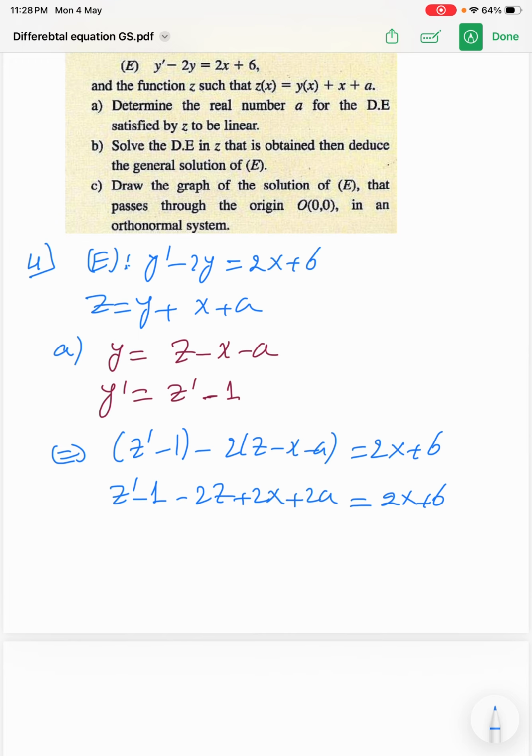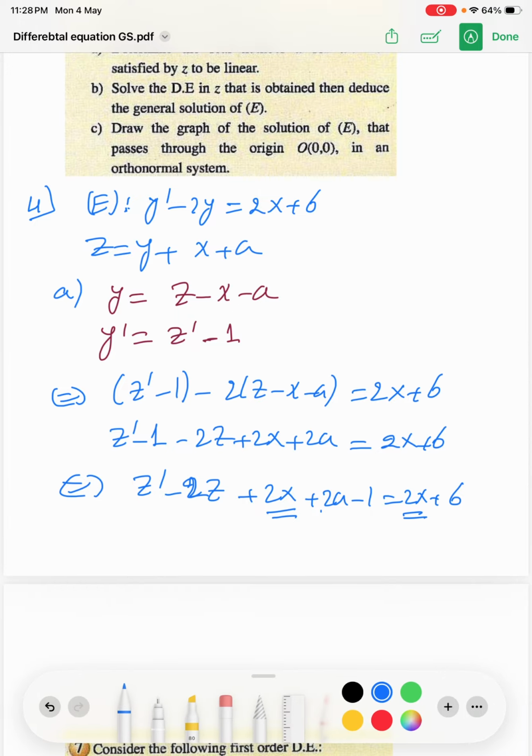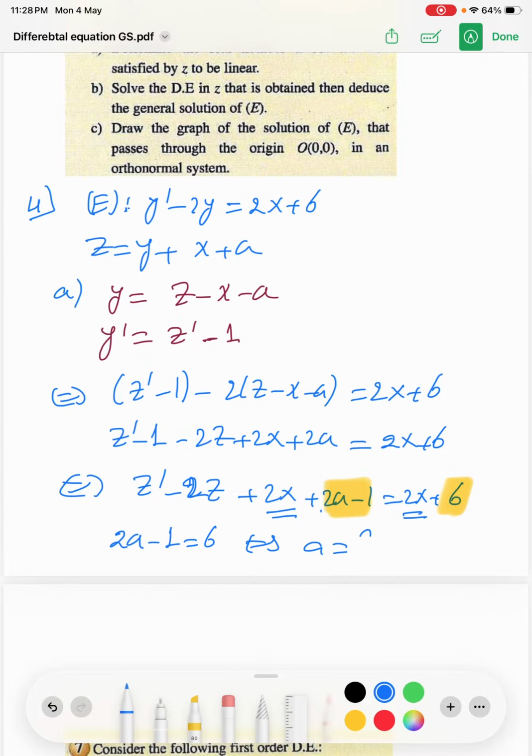Okay, so this equation will be z prime minus 2z plus 2x plus 2a minus 1 equal to x plus 6. Linear, so we have 2x equal to x, they cancel each other. The constant number 2a minus 1 equals the constant number 6. Again, 2a minus 1 equals 6. It means that a equals 7 over 2, and that's how we found a.